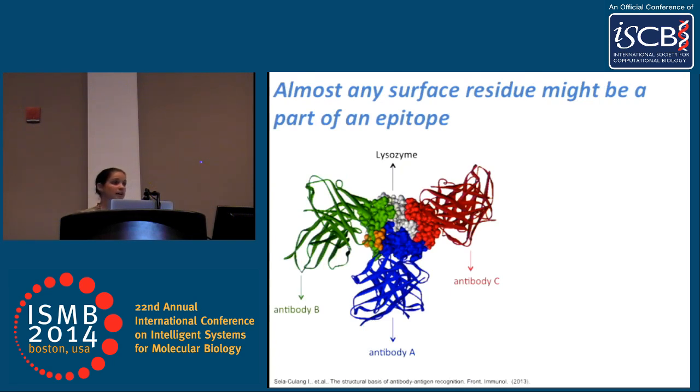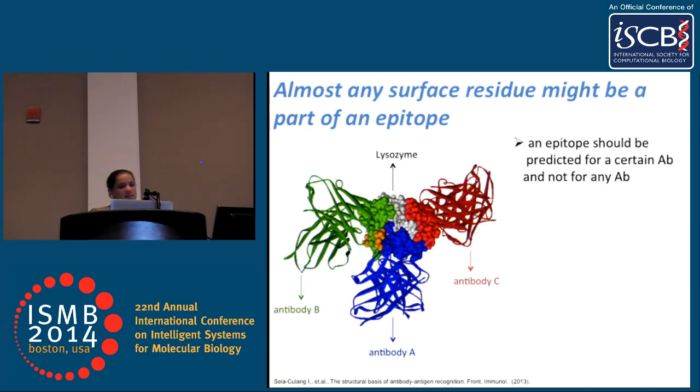This is an example taken from a review we published last year on antibody-antigen recognition. You can see here in the middle the structure of a lysozyme together with 3 of its many antibodies in green, blue, and red. The residues on the lysozyme surface are colored according to the antibody they bind. You can see that almost any residue on the lysozyme surface is actually an epitope of a certain antibody.